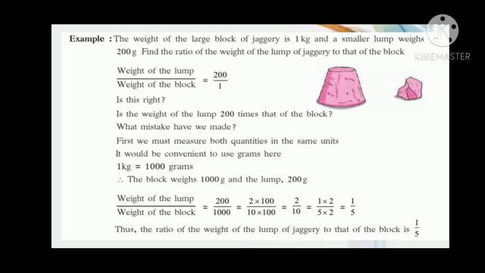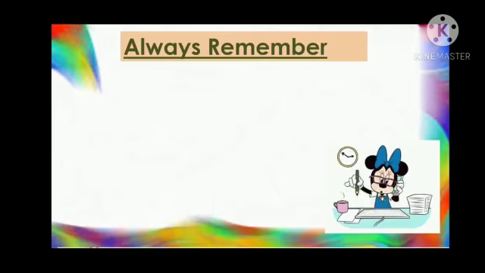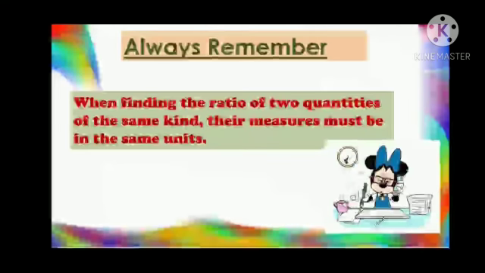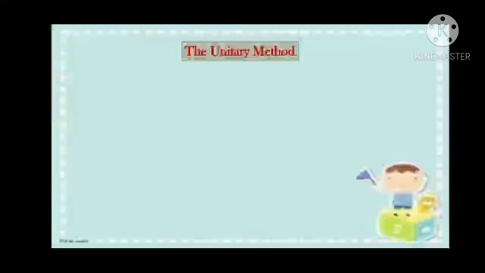Thus, the ratio of the weight of the lump of the jaggery to that of the block is 1 by 5. So children, what have we learnt over here? That when finding the ratio of two quantities of the same kind, their measure must be in the same units. Always remember this. The unitary method.